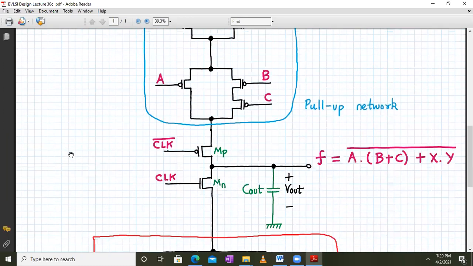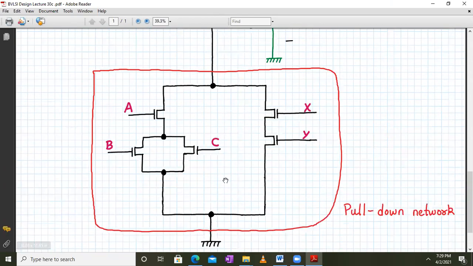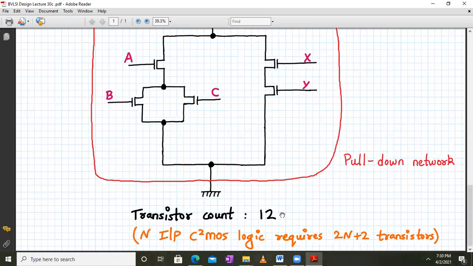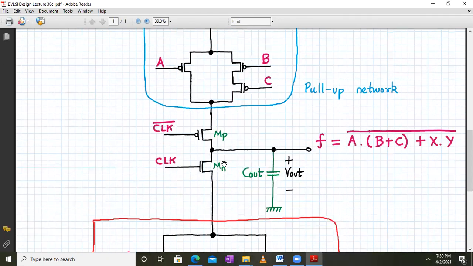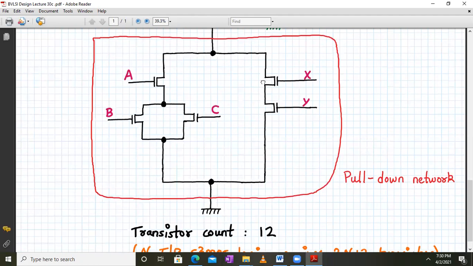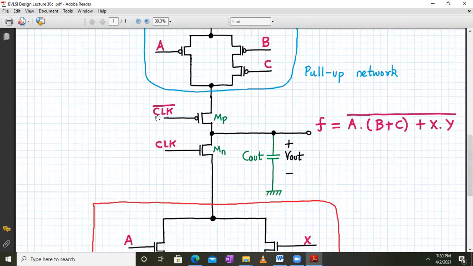Now the number of transistors required: for the pull up network we require 5, for the pull down network 5, and 2 additional for the clock transistors. So total transistors are 12. Actually, you require 2 more transistors to implement clock bar from clock. So in general, an n input C square MOS logic requires 2n plus 2 transistors. Since we have 5 inputs, it will be 2 into 5 plus 2, that is 12 transistors. But as I told you, additionally we require another static CMOS inverter to implement clock bar from clock.